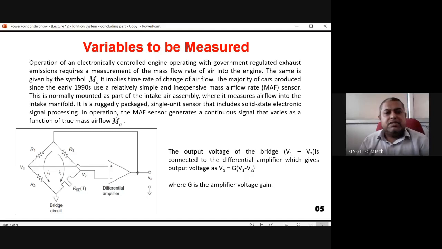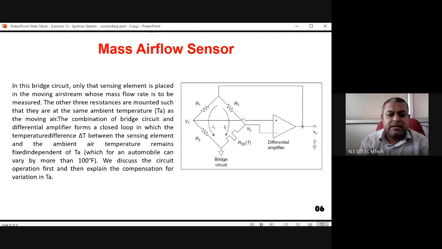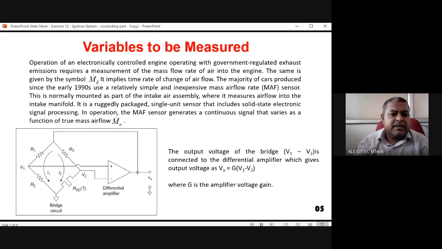So this is one very important thing. This is a MAF sensor. I'm sorry, the header is something different. The header had to be MAF sensor. So the mass airflow sensor is this.